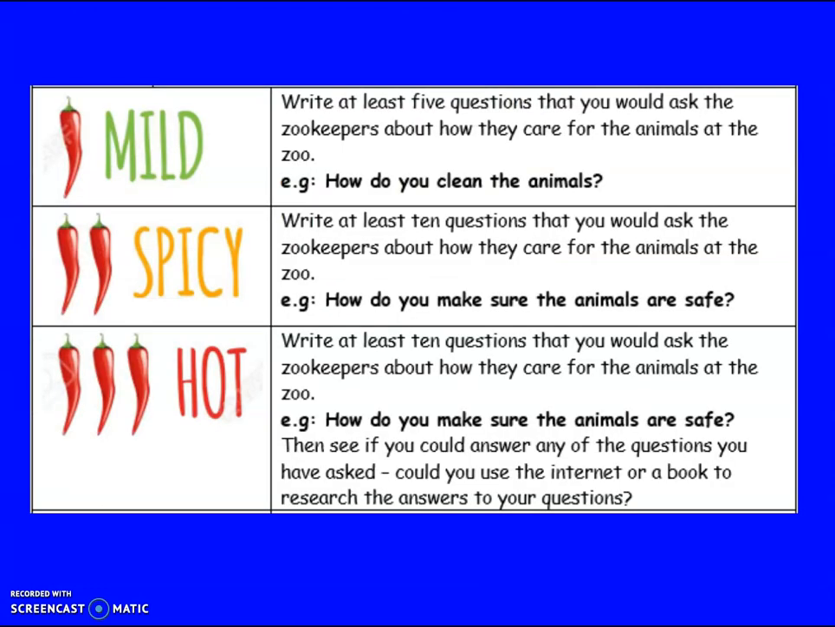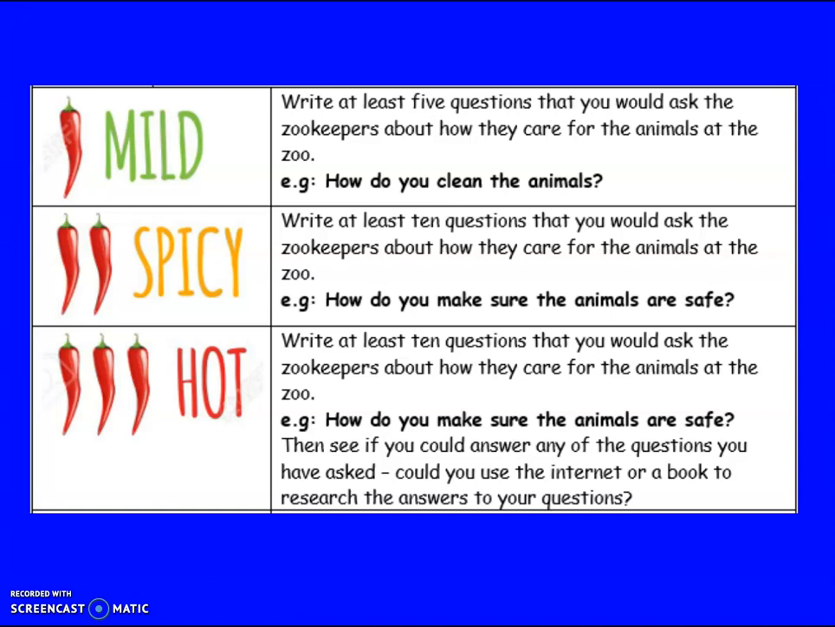If you choose to do the mild task today, I want you to write at least 5 questions. If you can do more, that's absolutely brilliant. Remember to use your bullet points and don't forget your question marks. If you have chosen to do the spicy challenge, I want you to write at least 10 questions. And again, don't forget your bullet points and your question marks. If you are challenging yourself and going straight for the hot, that is brilliant. See if you can write 10 questions that you would ask the zookeepers and then challenge yourself.